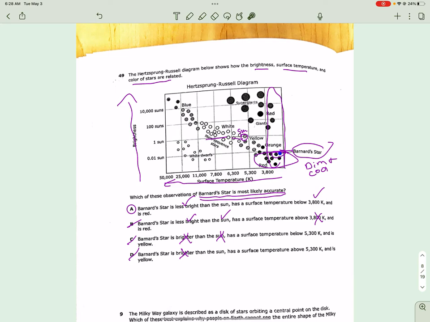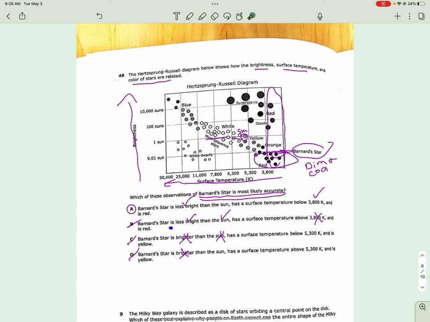Okay. Barnard's star is less bright than the sun. Yeah, because the sun's over here. It has a surface temperature below 3,800 K. Yes, Kelvin. So then, yes. So I believe letter A is the correct answer.